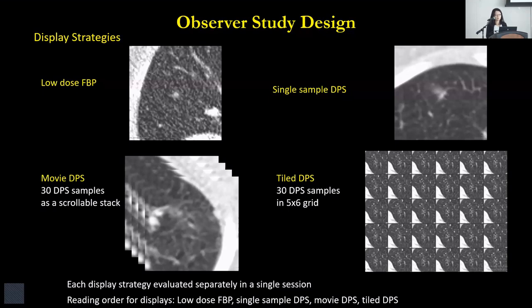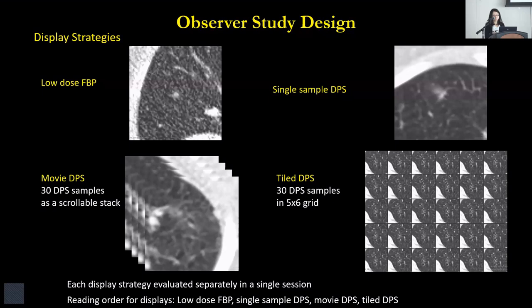We generate 30 DPS samples and stack them in a movie format where they can scroll through. Radiologists are used to scrolling through 3D volumes, but now instead of scrolling through the volume, they're scrolling through different posterior samples. Our hope is that by scrolling through this image stack, they can build up a model of the posterior in their brain, and appreciate that features that persist have higher probability, and features that vary a lot have lower probability. Our hypothesis is that they can integrate this information in their decision-making process.